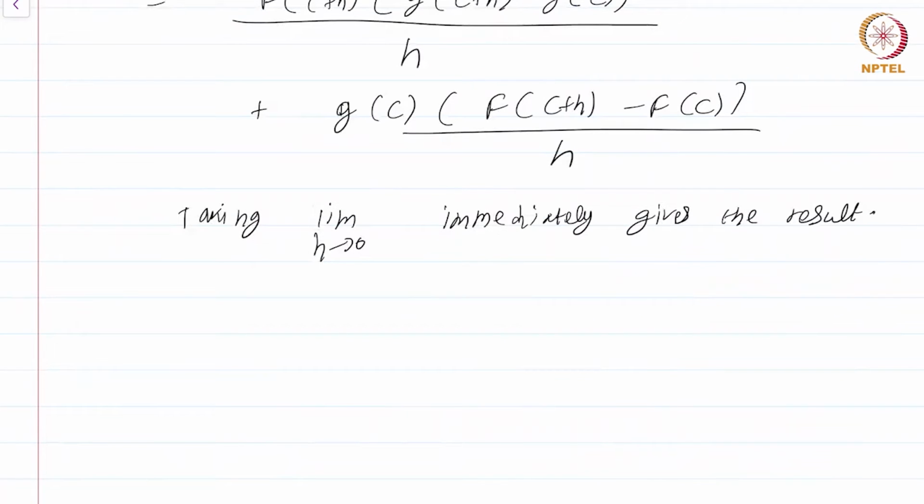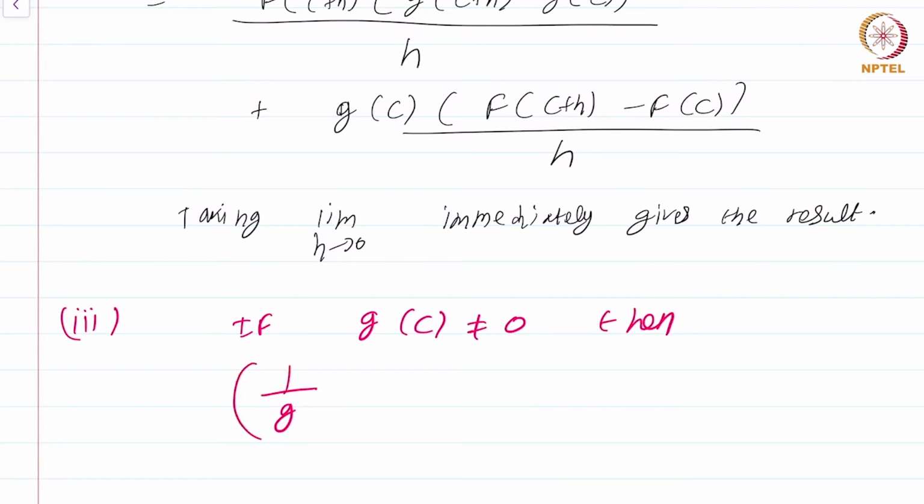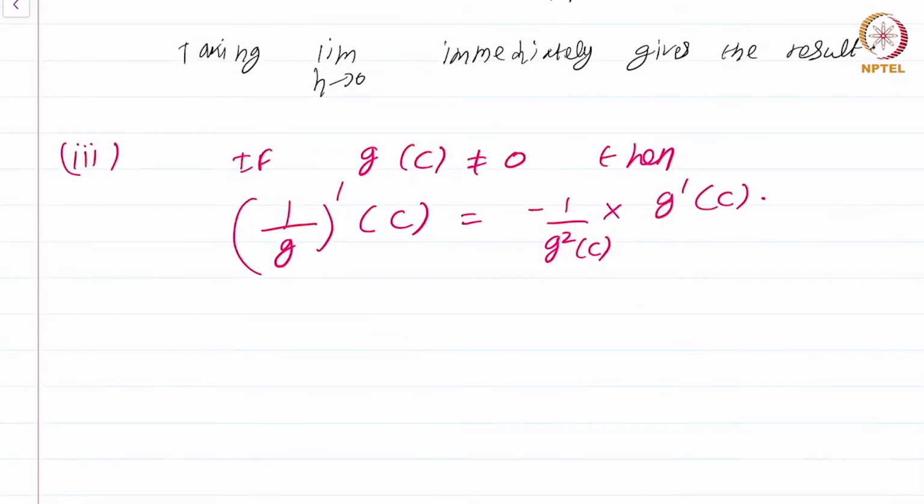Now we come to the next property, which is the quotient property. So number 3, if g of c is not 0, in addition to assuming that g prime of c exists, then (1/g)' at the point c is just equal to minus 1 by g squared of c times g prime at c. Okay, no assumption on the derivative at the point c other than that it exists, but we need to assume that g of c is not 0.